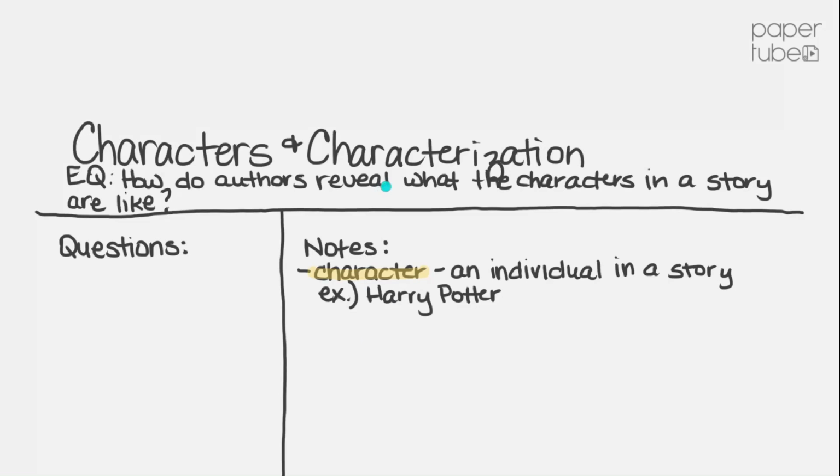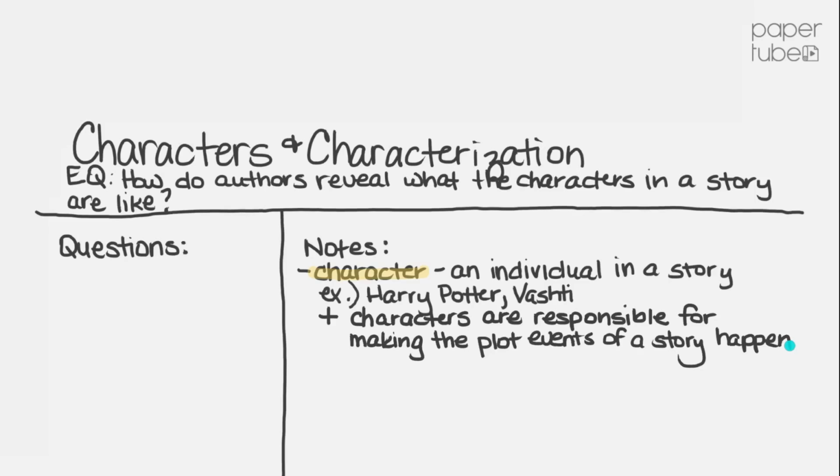So let's start by having an official definition for character. A character is any individual in a story. It can be a human, it could be an animal, it can be some weird mishmash of those, but it's just any made-up individual in a story. And the example that we'll use for right now is Harry Potter, and another one that is relevant to us is Vashti from The Dot.